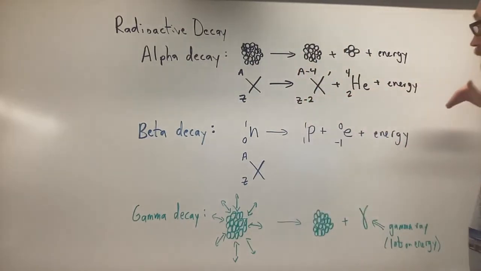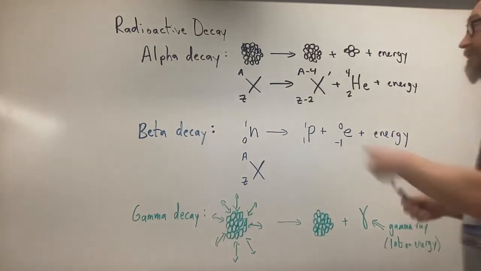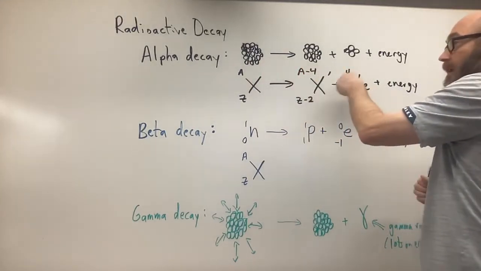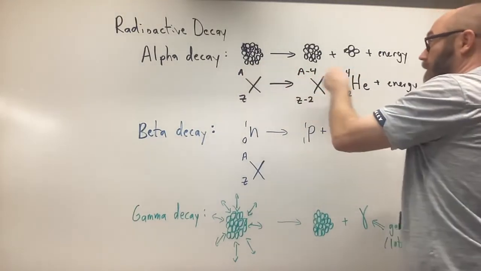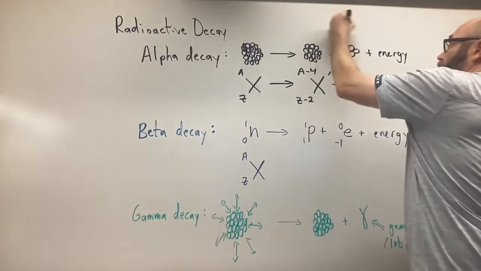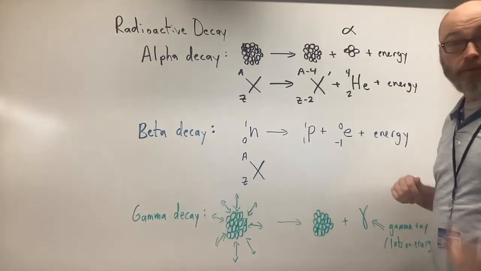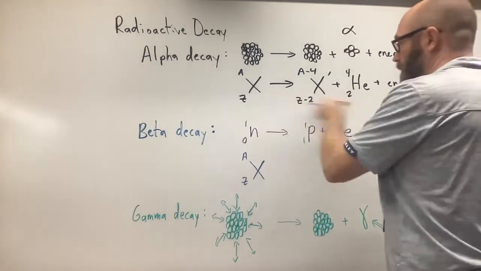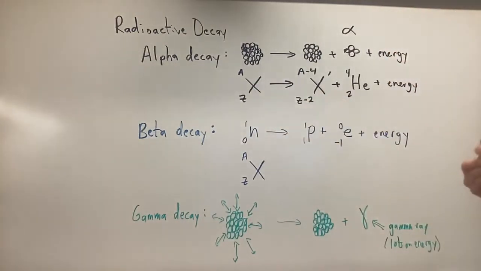So there you go. Again, don't make it any harder than this. Just make sure this top has to add up. Whatever this number is, this is going to be 4. This is going to be A minus 4. Alpha particles, sometimes you'll see it written as just that because that's the symbol for alpha. And then same thing on the bottom. Okay? So that's the first type of decay.